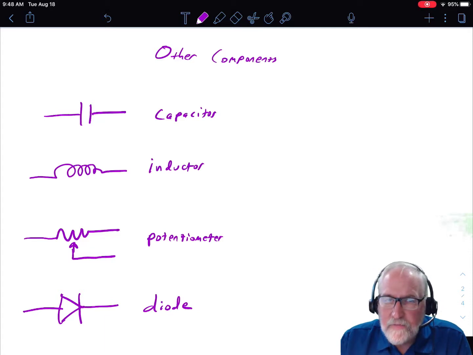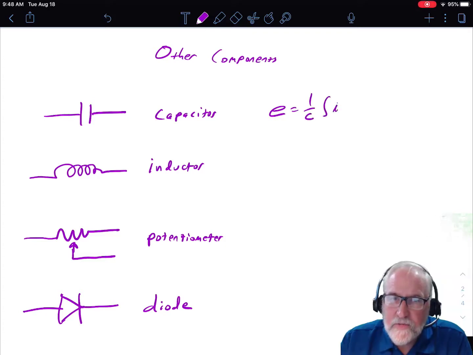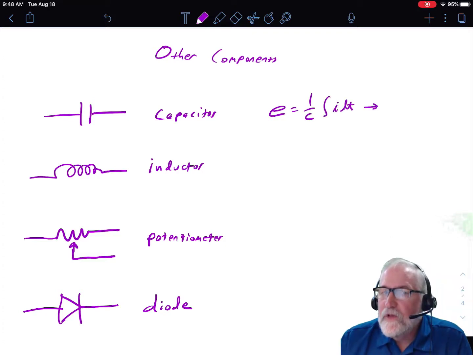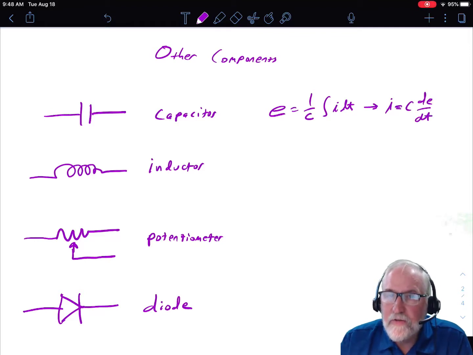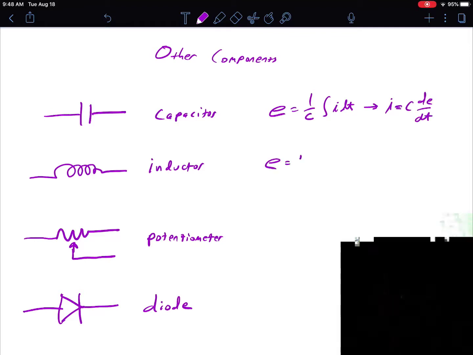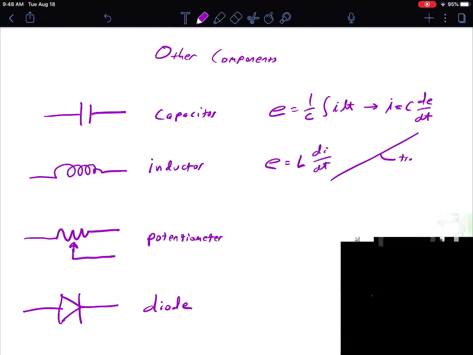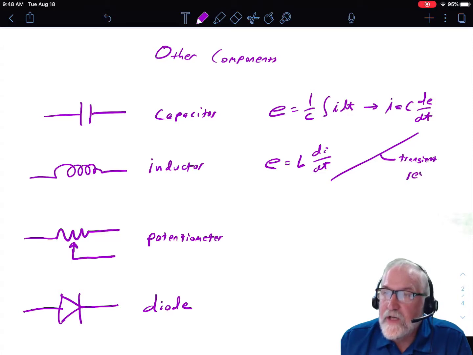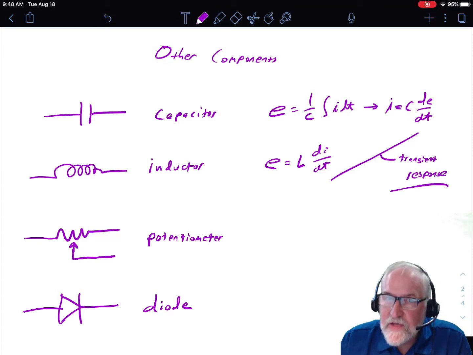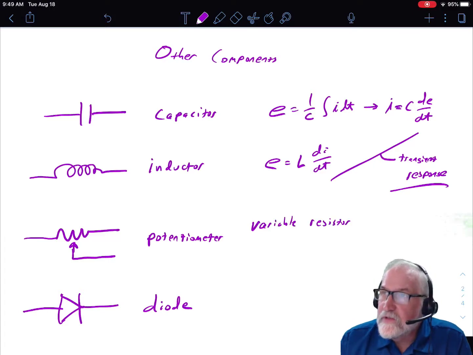Capacitors are a dynamic element. In other words, you describe them with a differential equation. The voltage is proportional to the integral of the current, or the current is proportional to the derivative of the voltage. Inductors, the voltage is proportional to the derivative of the current. Both of these are transient. Okay, so for DC, when all the transients settled out, capacitors look like an open circuit, like they're not there. Inductors look like a closed circuit, which is just like a wire.